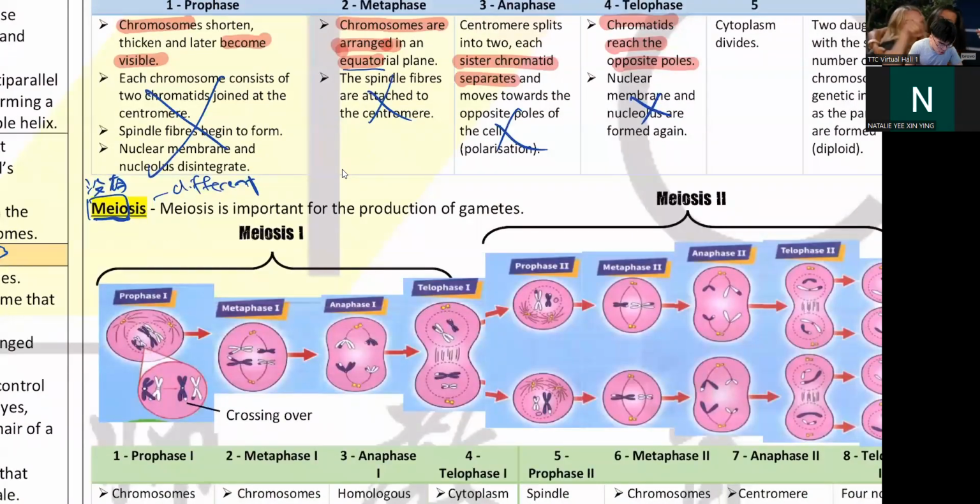Meiosis, right? To create different ones, this is only for gametes. Gametes are what? Sperm and ovum lah. Because sperm and ovum are supposed to be different. Every sperm should be different. Every ovum should be different, so that every human being is different.